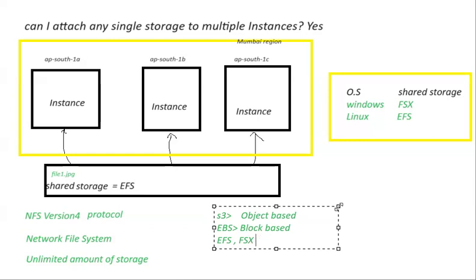Now, what about EFS or FSX? These two come under file-based storage. EFS and FSX come under file-based storage. If we want shared storage, then which service do we need to use? We need to use either EFS or FSX based on the operating system. We need to choose which AWS service we want.